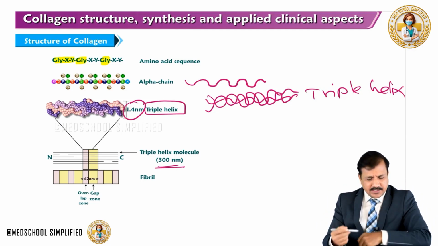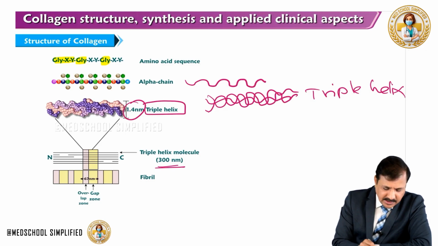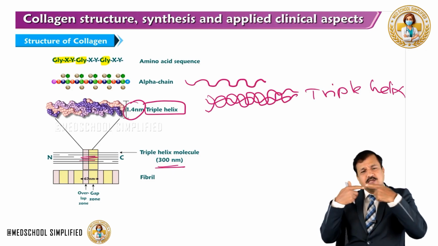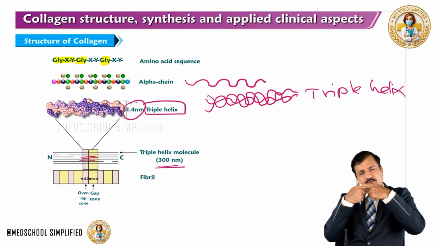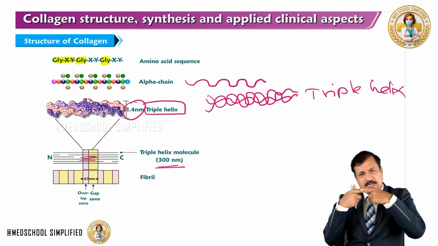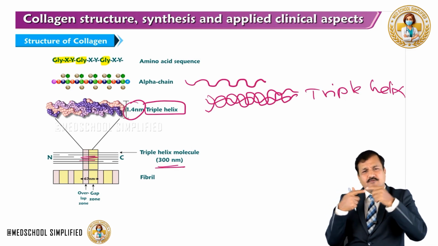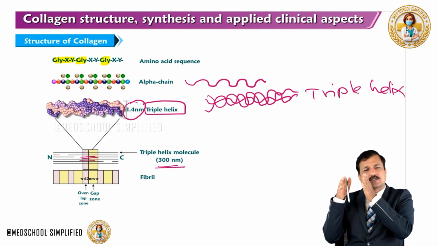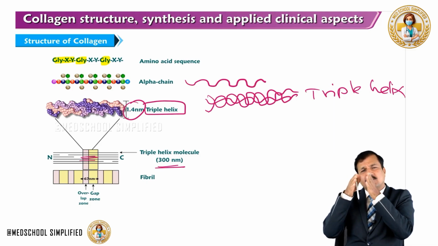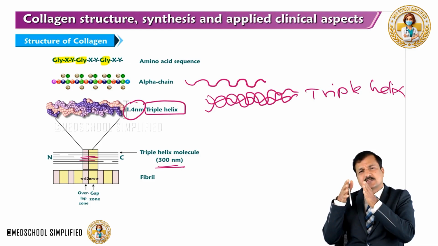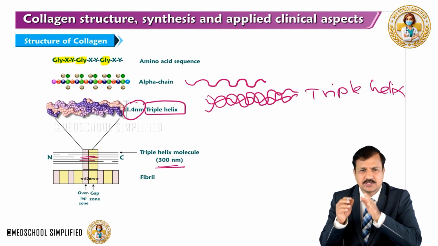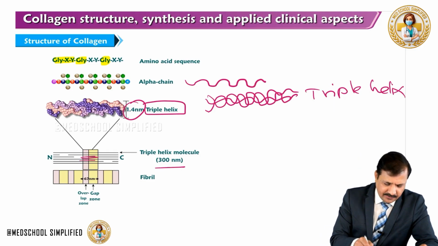the quarter staggered appearance that you are seeing here. So there is an overlap of these alpha chains with one another for about a quarter of their length, and that is what is referred to as a quarter staggered alignment in the alpha chains. And also there are gaps between these alpha chains, and that will give rise to a banded appearance in connective tissue. So this is something that you need to be aware of here.